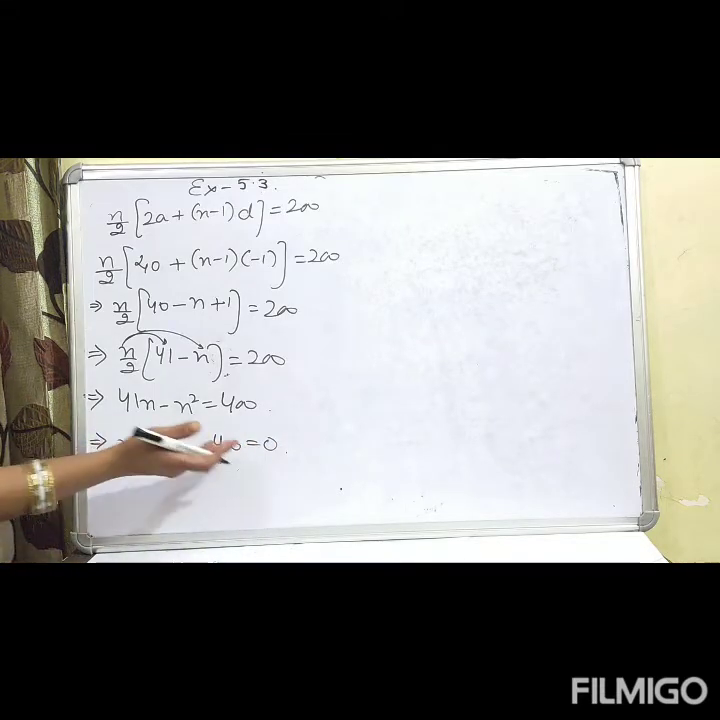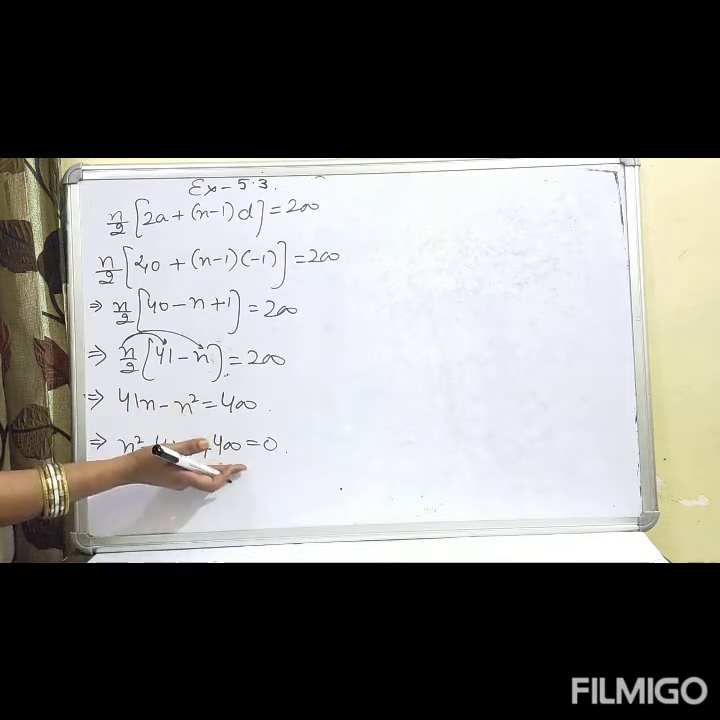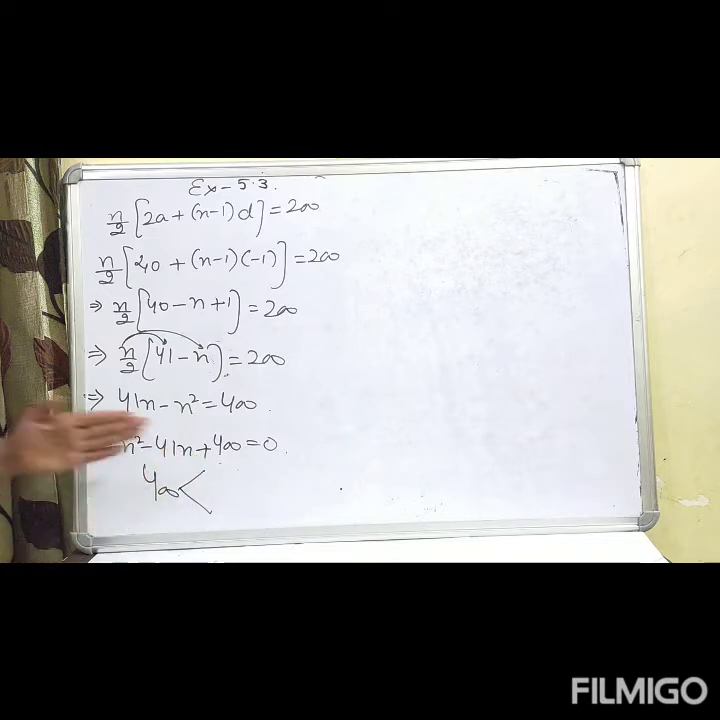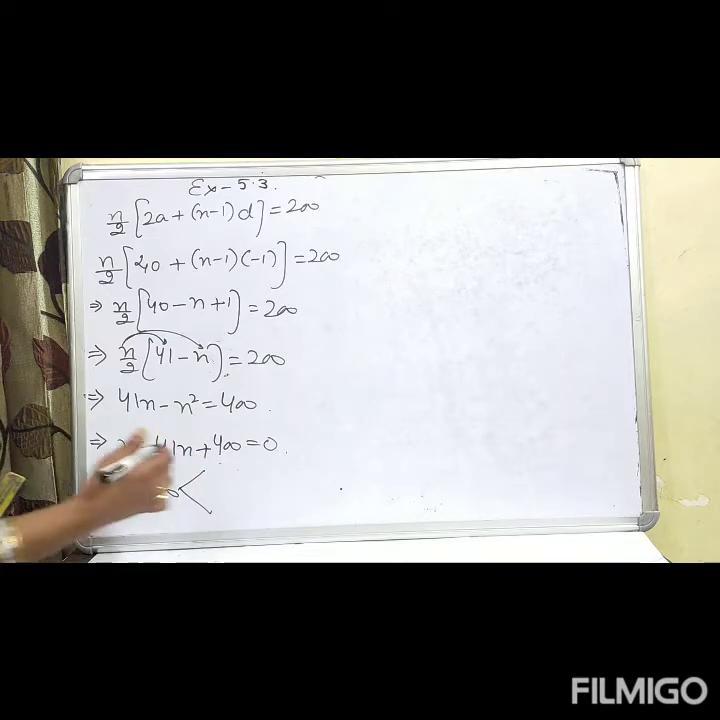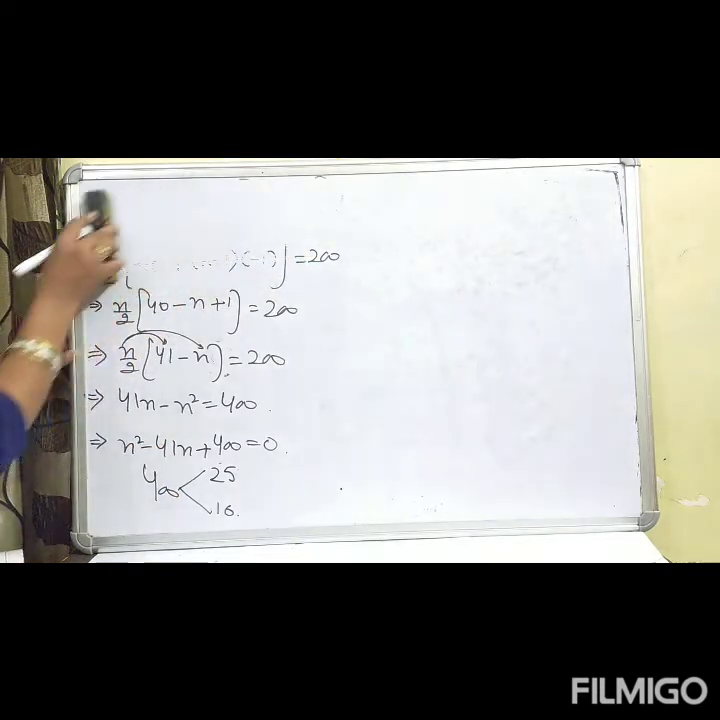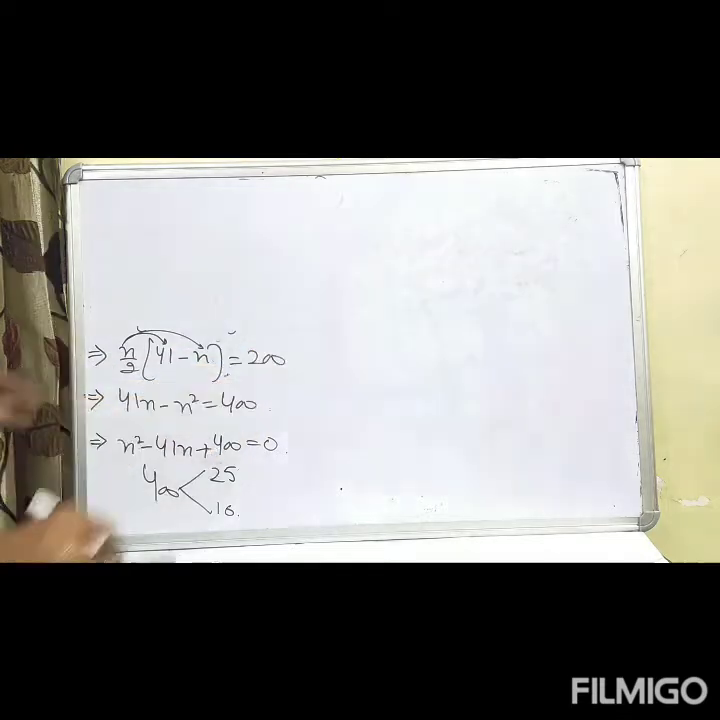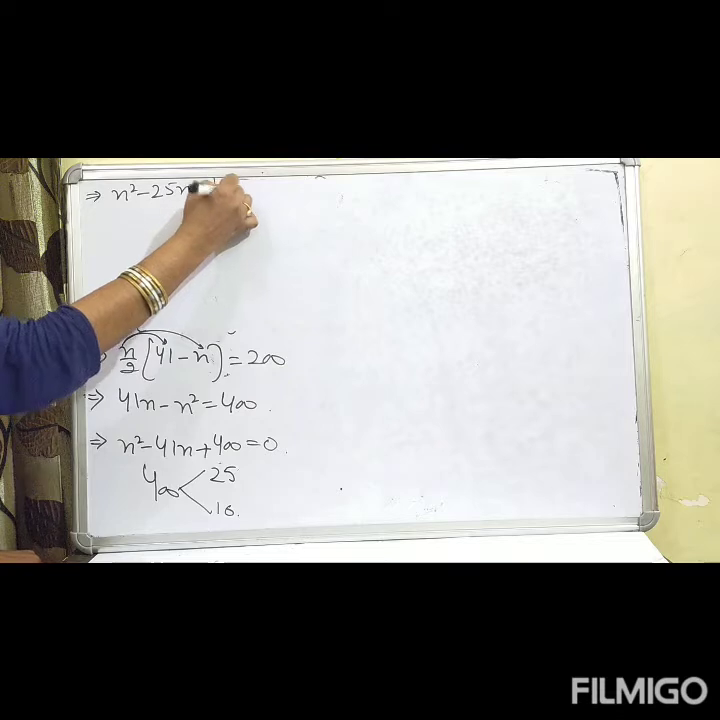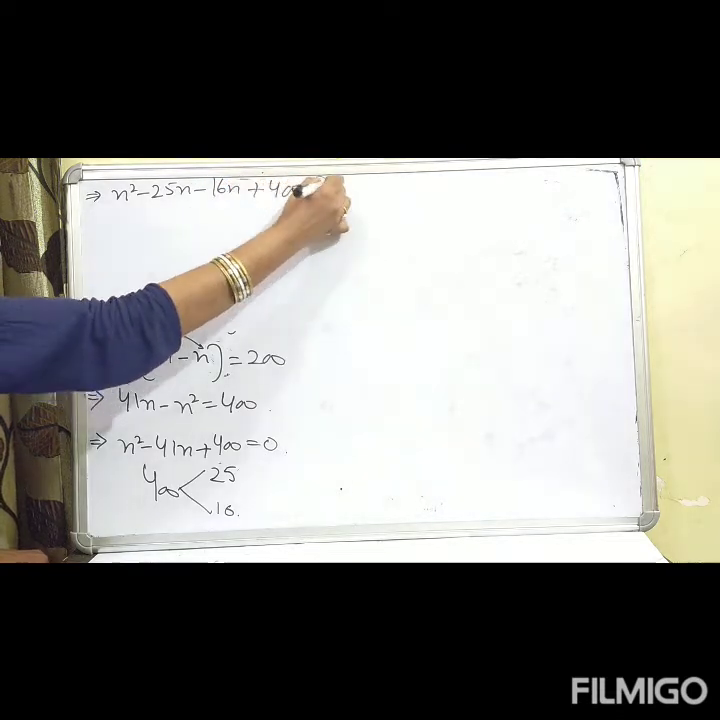Now who will tell me the factors of 400? I want the factors of 400 in such a way that the sum or the difference will be 41. Yes, tell me the factors of 400 where the sum will be 41. 25 and 16. So these will be the factors. Let us put these factors here. Now I'm applying the middle term splitting method. You all are aware of this method. It's a very easy method. So it will be n square minus 25n minus 16n plus 400 equal to 0.